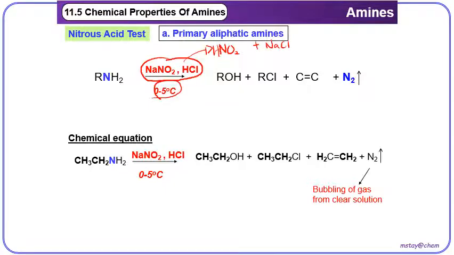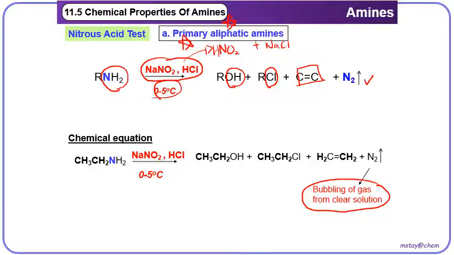If it is a primary aliphatic amine, basically we take out the NH2 and replace it with OH, Cl, and then we also remove one hydrogen so that it can form an alkene. At the same time, nitrogen gas will be released, so we can state the observation is bubbling of gas from a clear solution.